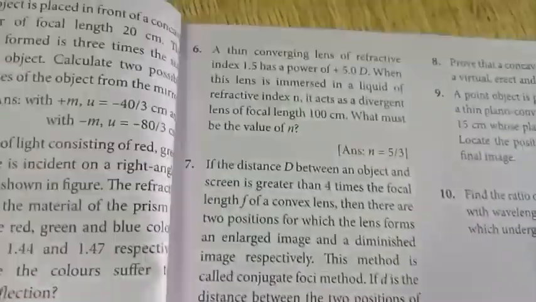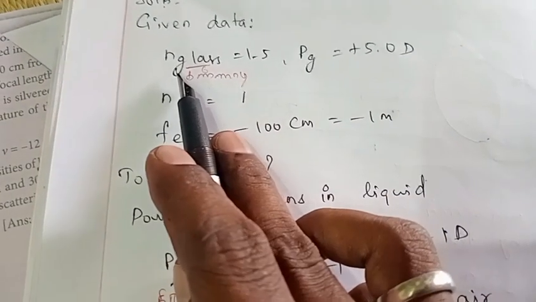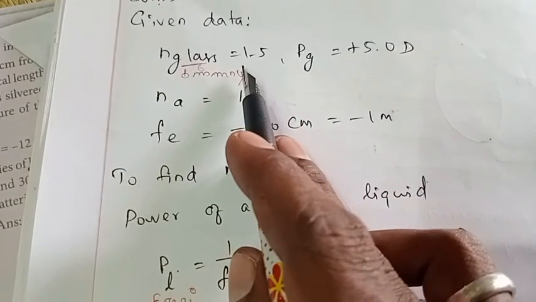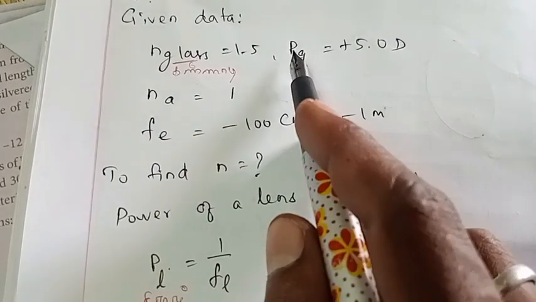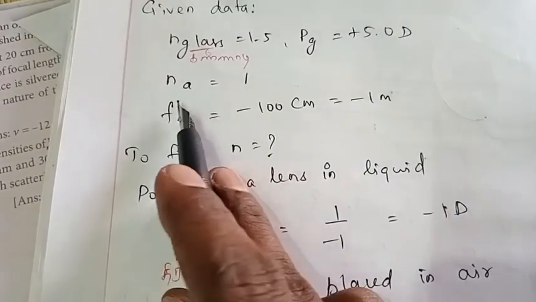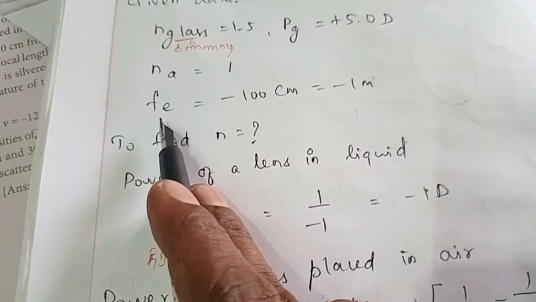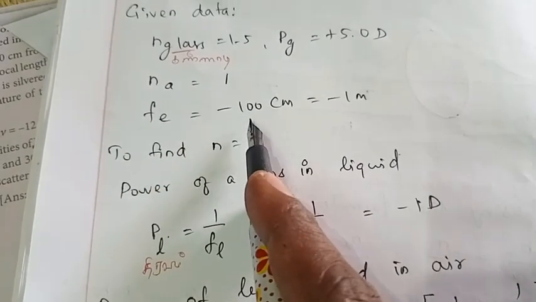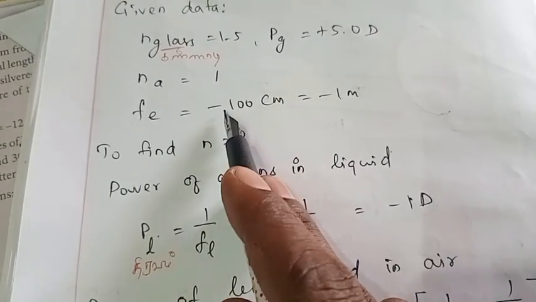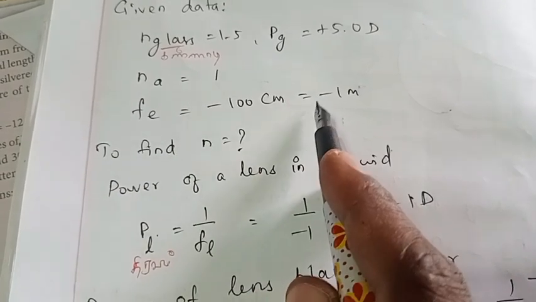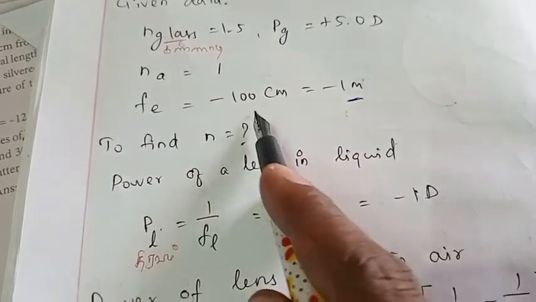So sixth question: a thin converging lens of refractive index 1.5 has a power of 5.0 D. When the thin lens is immersed in a liquid of refractive index n, it acts as a diverging lens of focal length 100 cm. What must be the value of n? The solution, given data: refractive index of glass is 1.5. They are given. g means glass. So power Pg is equal to 5.0 D. Na, meaning air, is equal to 1. We know that. So fl is equal to minus 100 centimeter, that means focal length immersed in the liquid. That means minus 1 meter. Just divide by 100 to convert centimeter to meter.